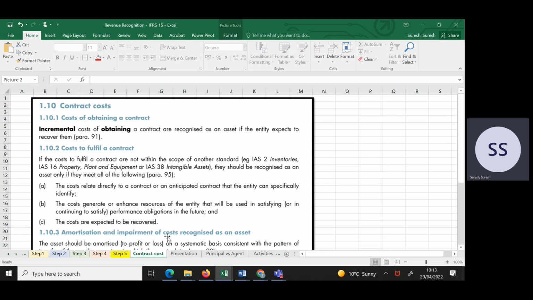Then we will be looking at contract costs. Like we did in fixed assets, when you have incidental costs, those kinds of incidental costs will be considered as capitalized costs, and then we would add them to the asset. Likewise, we're going to look at the contract costs and what we're going to do with them.